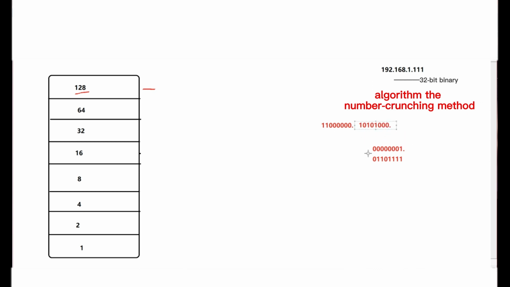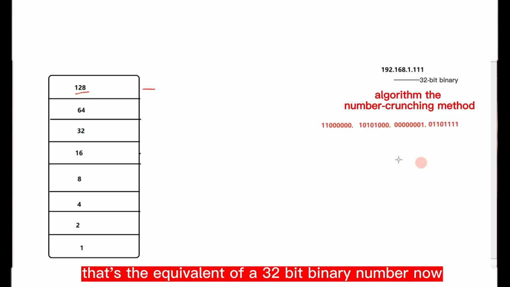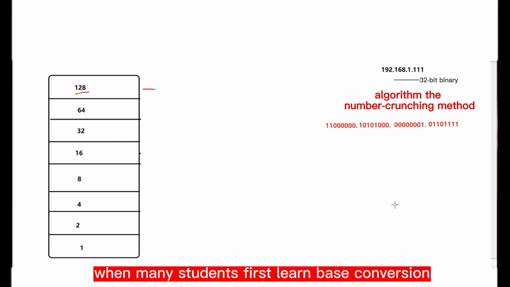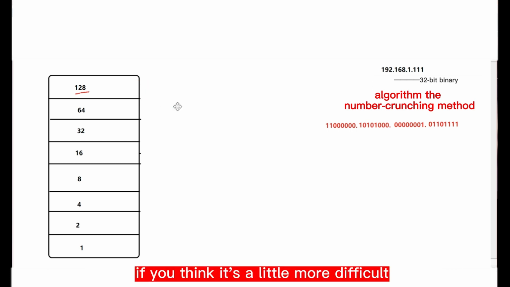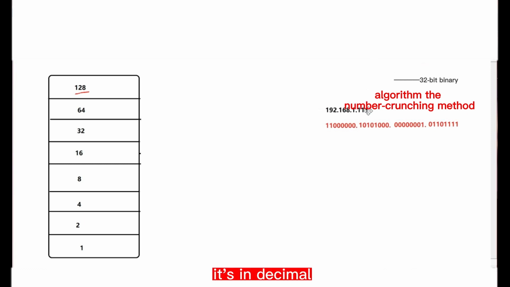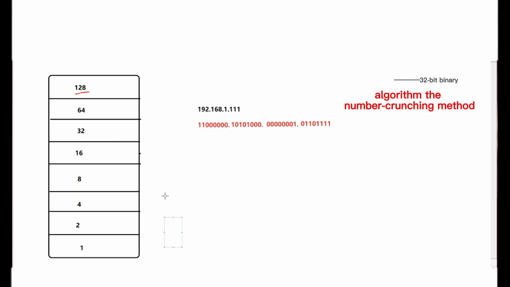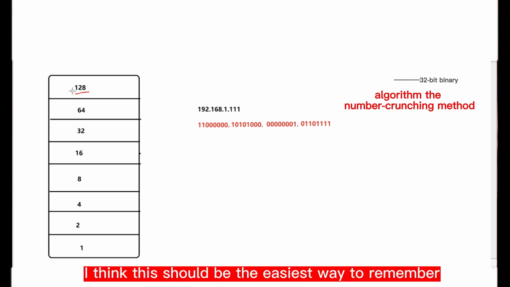So now these four sets of numbers, let's put them in order. We line them up, and that's the equivalent of a 32-bit binary number. Actually, it's not as difficult as you think. When many students first learn base conversion, they always find binary and decimal conversions particularly difficult. That's because people are too lazy to do the math. If you think it's a little difficult, then every time you count, you can list these numbers first. In fact, wait until you basically finish the whole stage and you'll be familiar with it soon. Okay. Above is decimal, below is the binary, converted using such a method. If you think the method I'm talking about is not easy to understand, then you can find another way. I think this should be the easiest way to remember.